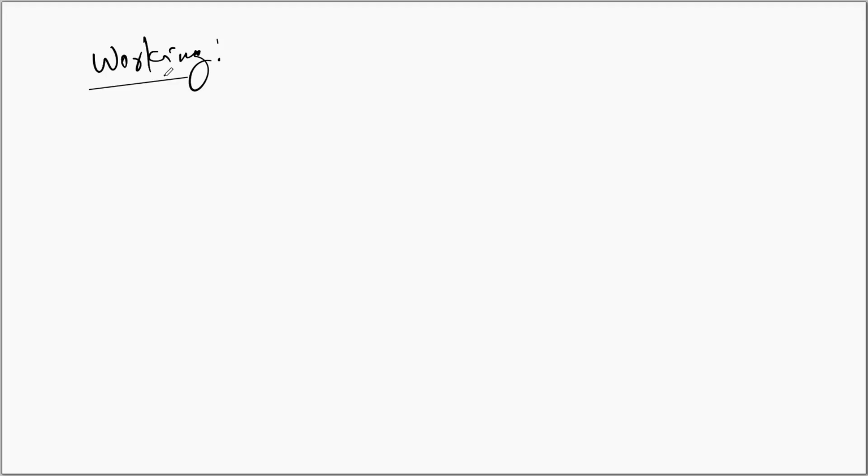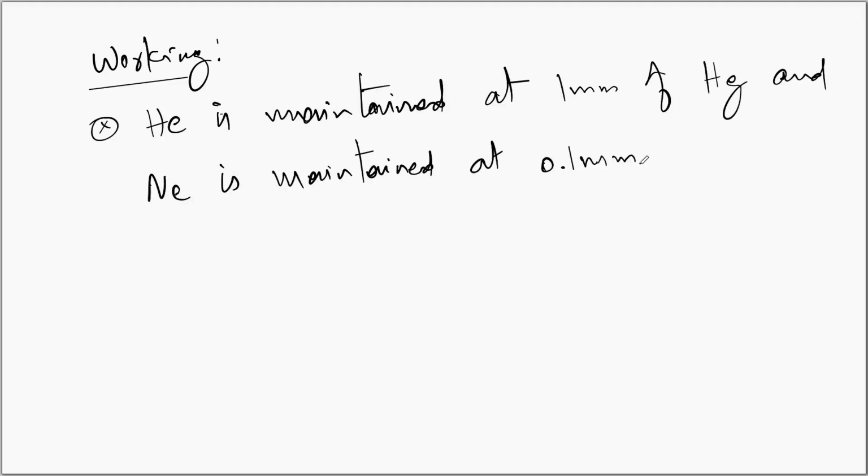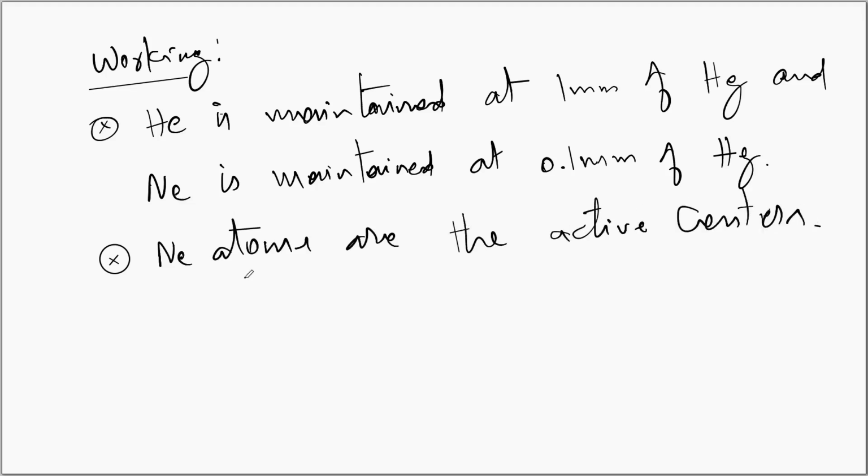In the case of a helium neon laser, the helium is maintained at a pressure of 1 mm of Hg, while neon is maintained at 0.1 mm of Hg. In the case of the helium neon laser, neon atoms are the active centers, which means lasing will come out of only the neon atoms but not from the helium atoms.